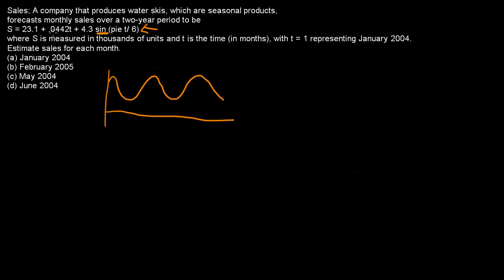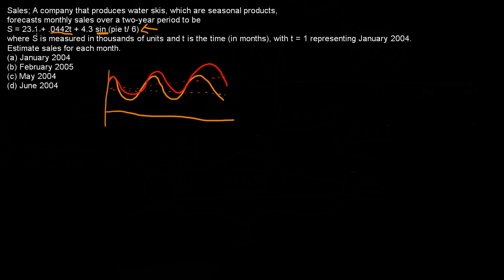And this 0.0442t says that their sales are going to increase over time. So instead of the midline being horizontal, this plus 0.0442t, because it's positive, is going to give it a positive slope. The peaks will kind of increase over time, and the midline is going to be increasing like this.